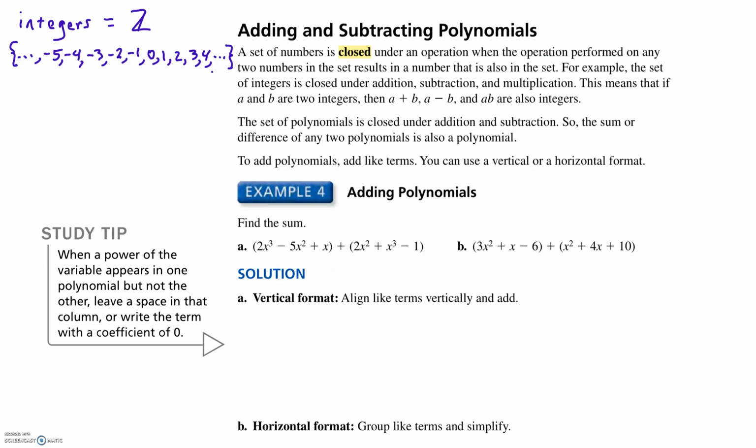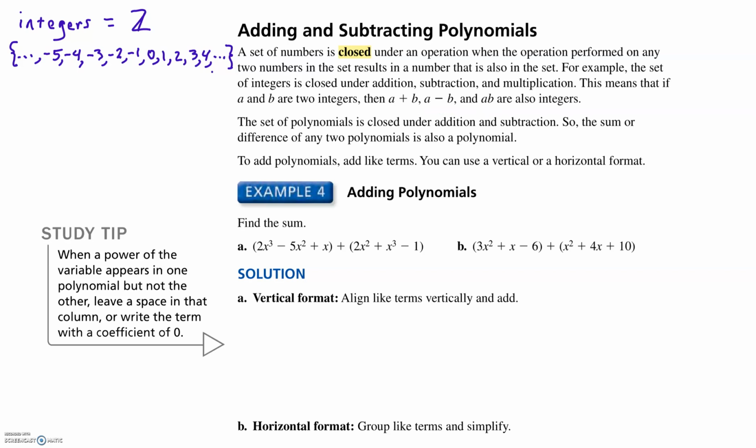And that set is closed under addition, because if we add 2 integers, we get another integer. That set is closed under subtraction. If we subtract an integer from an integer, we get another integer. If we multiply 2 integers, we get an integer. So the set of integers is closed under adding, subtracting, and multiplying, right?